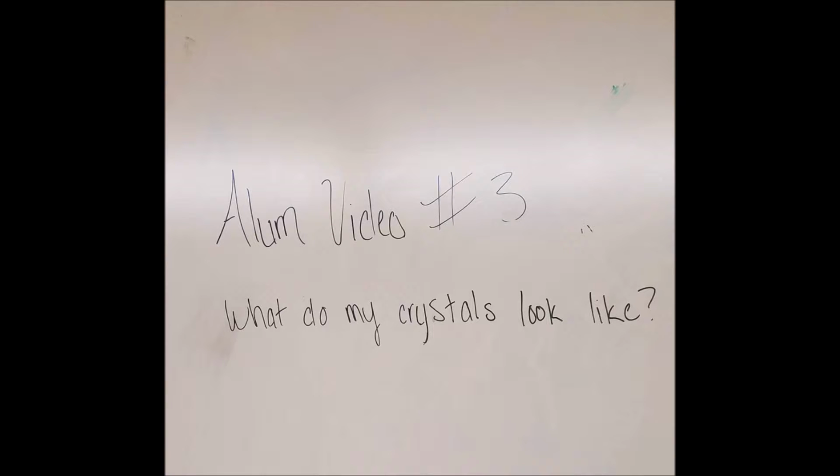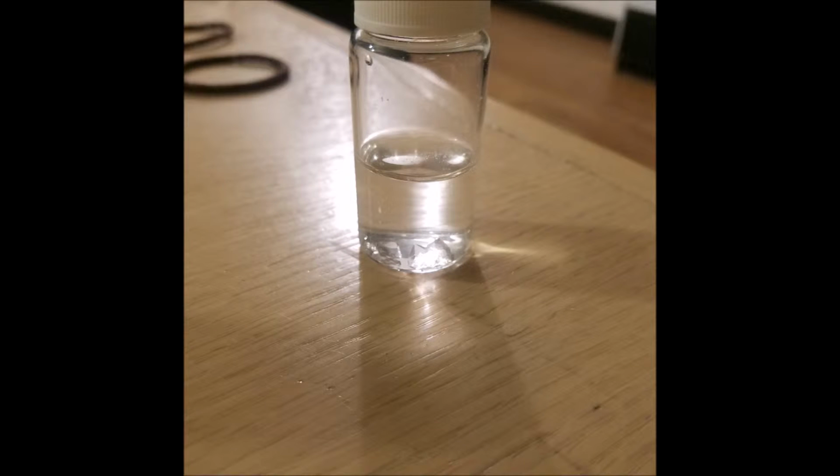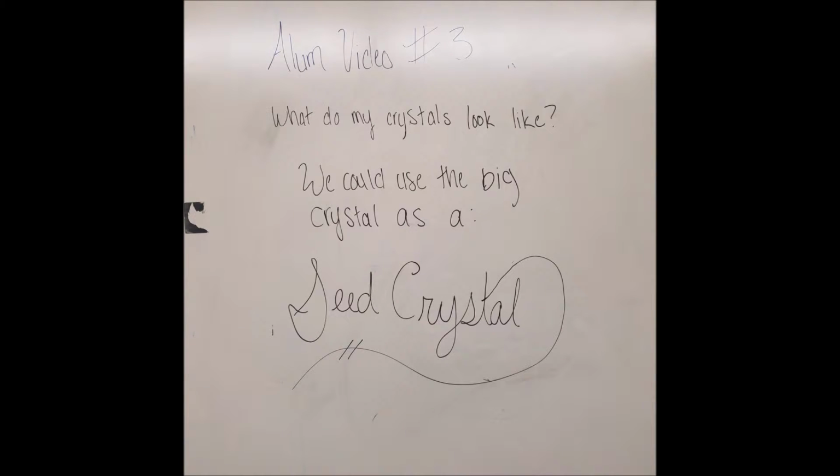Well, they actually exist, which is nice, and right now I have about 6 to 8 crystals, and one large crystal which is about 8 millimeters, while the rest are about 2 to 5 millimeters wide. All the crystals are clear and colorless and form a cubic structure. This is important because one of my crystals would make a very good seed crystal.